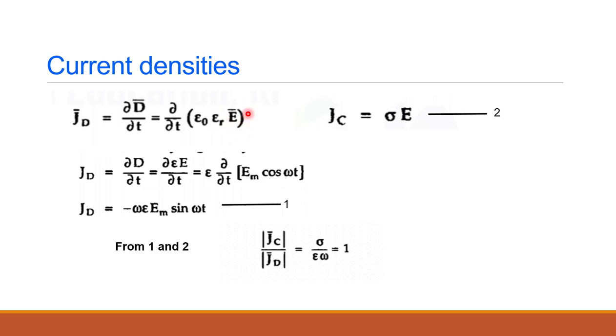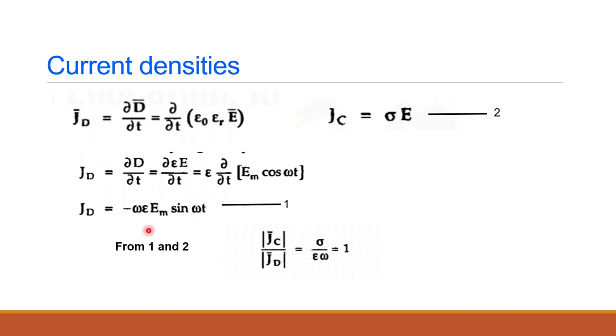E is always an electric field, and many a time we apply a sinusoidal electric field, or in terms of waves. So it can be expressed as Em sine omega t or Em cos omega t. So if you consider E equal to Em sine omega t, or Em cos omega t, then its derivative is Em cos omega t into the derivative of omega t with respect to time. The derivative of omega t is omega. So Jd will become minus omega epsilon Em sine omega t.